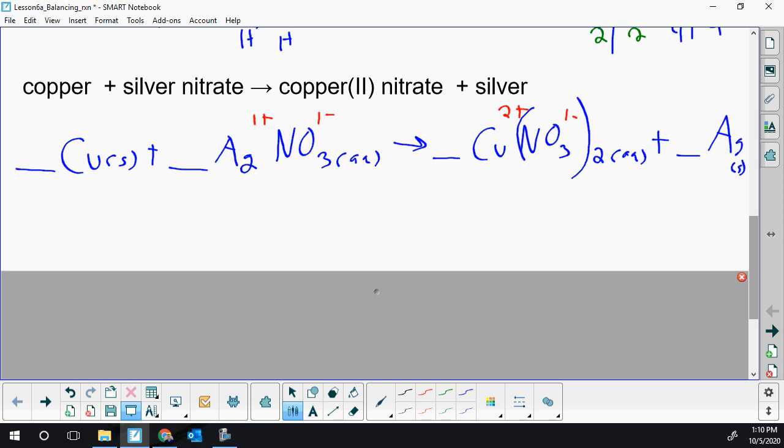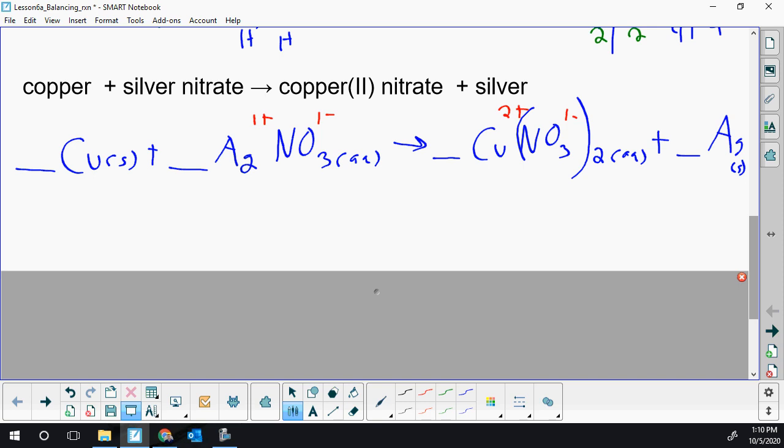So copper is 1 and 1 on each side. We look at silver. 1 silver, there's no subscript, so that's a 1. There's no number in front, so that's a 1. So everything around it is a 1. 1 silver, and there's 1 silver. So everything's okay so far, but we get to our nitrate.